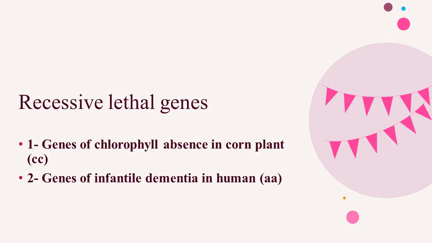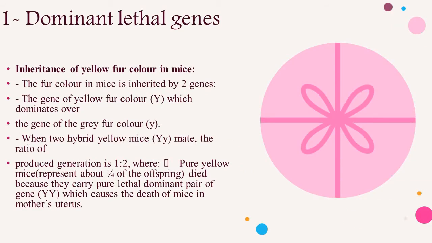And this one is what you find in pure form, like the absence of chlorophyll in the corn plants, or like the genes of infantile dementia in the animal, A cap, A small, and both of them are recessive lethal genes and lead to the death of the organism among their offspring. And this one may be found where we have one to two individuals, and the other one will be dead, so a quarter of the offspring will die because they carry pure lethal dominant or lethal recessive genes.